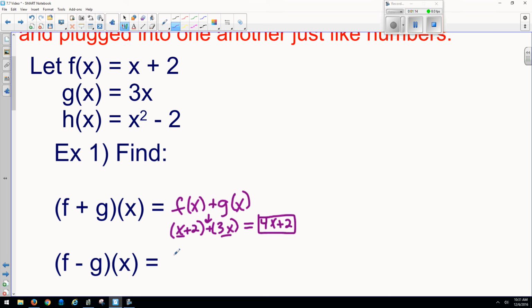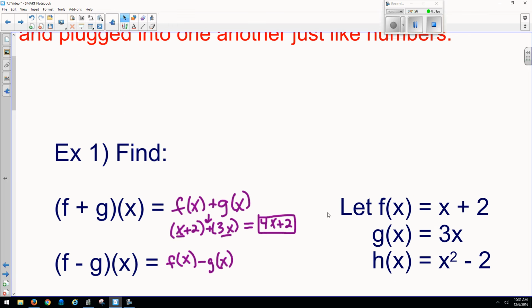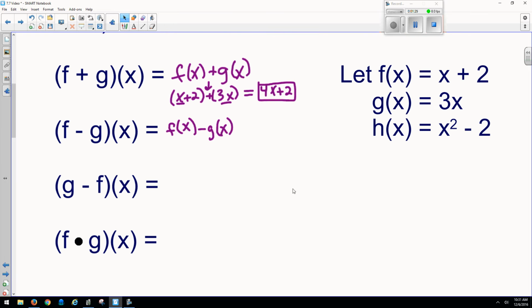Now, f minus g of x, same thing. So it would be f of x minus g of x. So I guess not the same thing, but same procedure. Now we're just talking about subtraction. So I'm just going to go ahead and bring these guys down over here. And I'm going to have x plus 2 minus 3x. And again, I'm just getting those from the actual function itself. And I'm going to combine like terms. So this is equal to negative 2x plus 2.